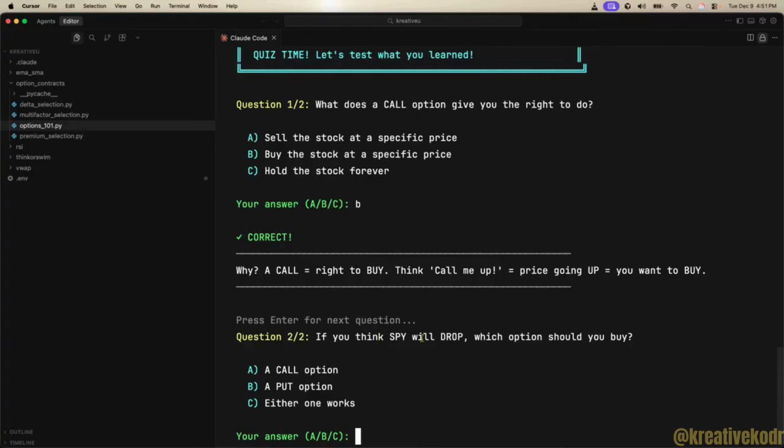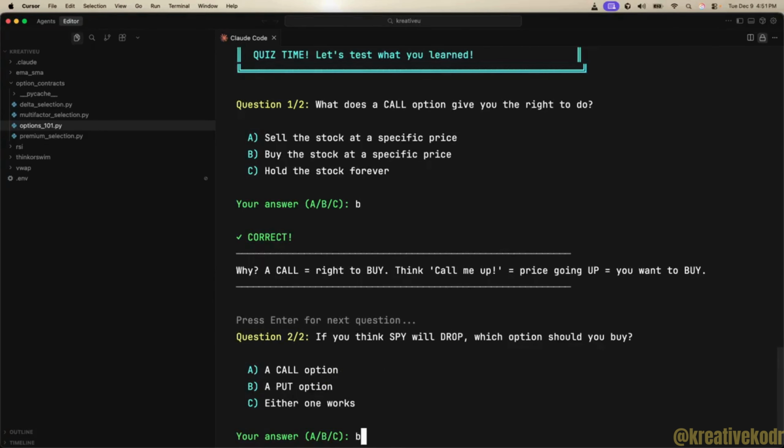The next question: you think SPY will drop. What option should we buy? Is it A, a call option? B, a put option? Or C, neither, either will work? Either one works, right? So we think SPY will drop. If we're bearish on the market, we want the market to go down. Call options are bullish; we want the market to go up. Put options are bearish; we want the market to go down.